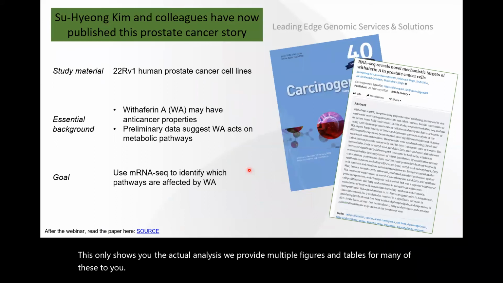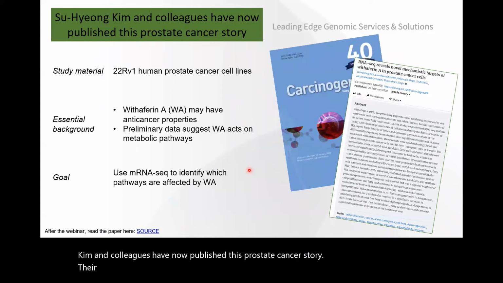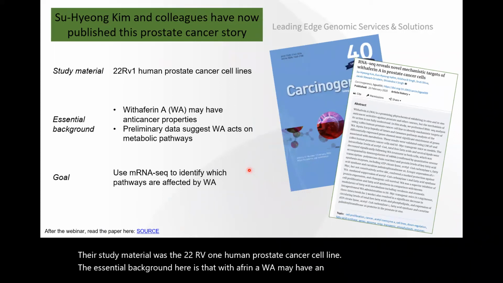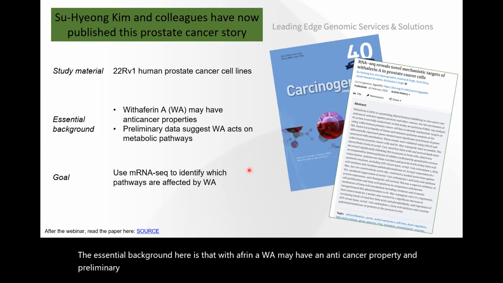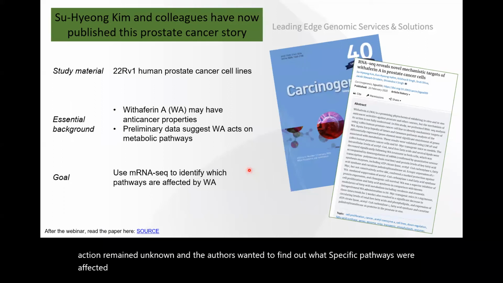Let's talk about another client paper. Kim and colleagues have now published this prostate cancer story. Their study material was the 22RV1 human prostate cancer cell line. The essential background here is that withaferin A, WA, may have an anti-cancer property, and preliminary data suggest that WA acts on metabolic pathways, but its specific mechanism of action remained unknown, and the authors wanted to find out what specific pathways were affected. Their goal was to use mRNA-Seq to identify which pathways are affected by WA.